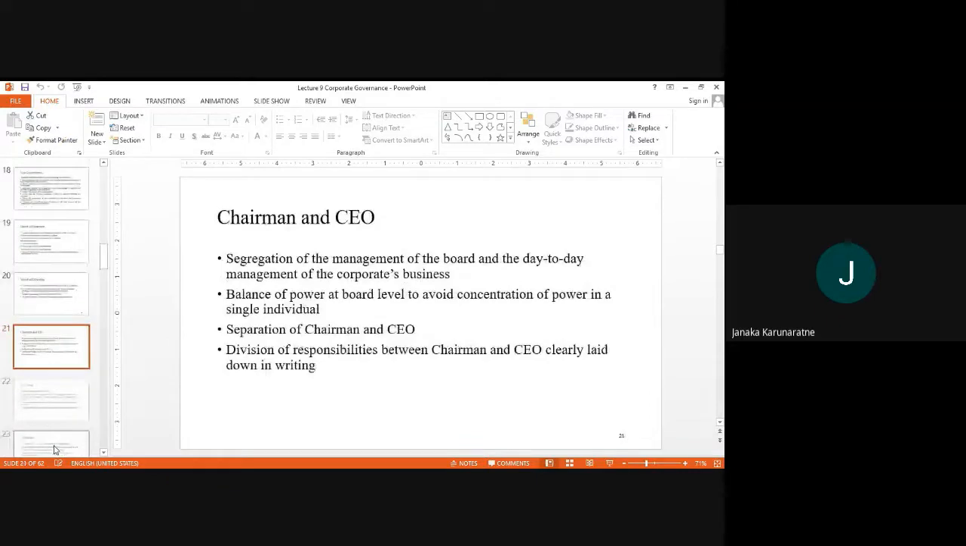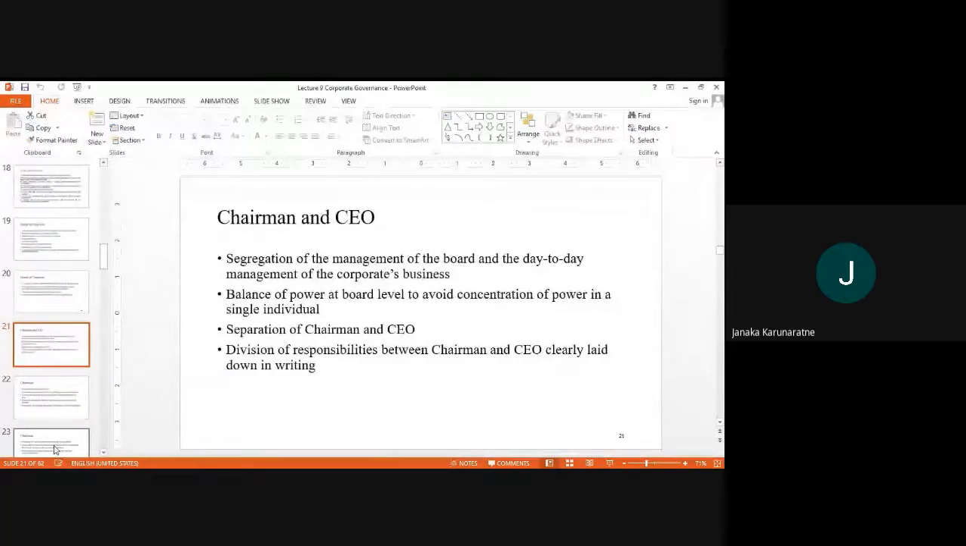Okay. So what are the responsibilities of the chairman and the CEO? One of the most important differences: segregation of management of the board and day-to-day management of the corporate business. So there must be a clear difference between the role of the chairman and the role of the CEO. Sometimes it is not happening in certain organizations. A chairman also tries to play the role of an executive director by intervening in the day-to-day activities and operations of the institution. So therefore, it is very important to segregate the duties.